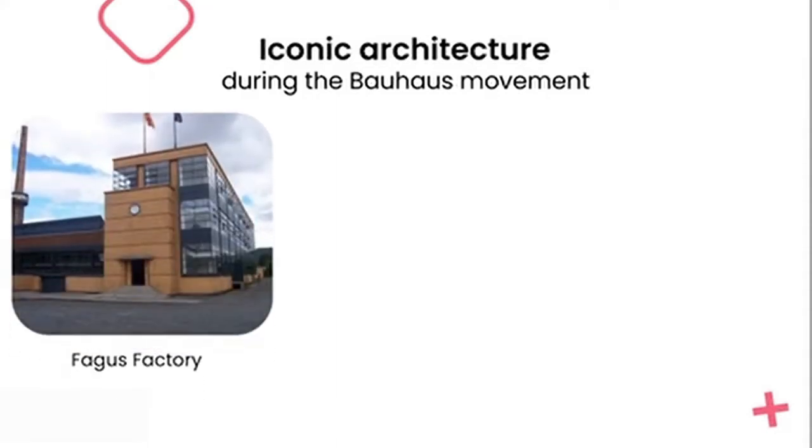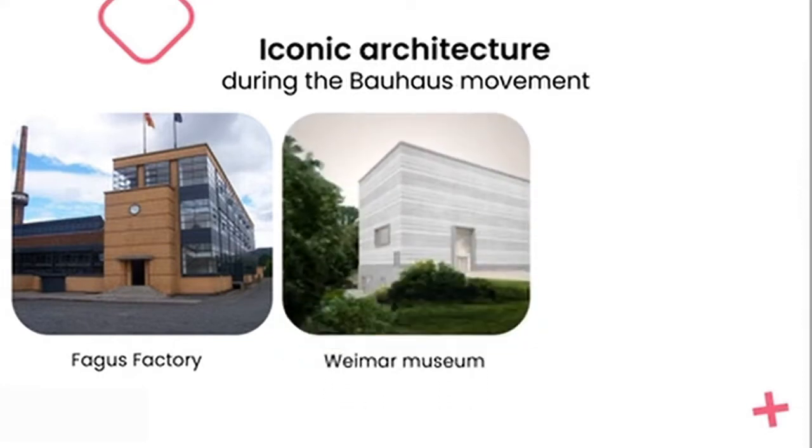Firstly, we have the Fagus factory. This was a shoe factory for Germany. Gropius designed the Fagus factory as a space that maximized sunlight and fresh air for the workers in order to improve productivity. This was an iconic feature of this time. Then we have the Weimar Museum. This hosts artwork from artists of the Bauhaus movement. Their creations now fill the Bauhaus Museum in Weimar, which boasts the oldest museum collection of Bauhaus work to date.